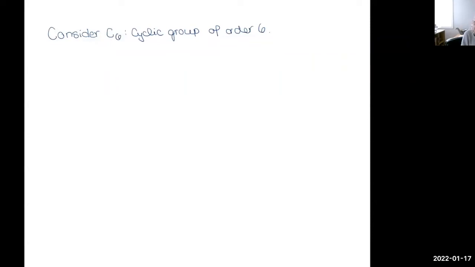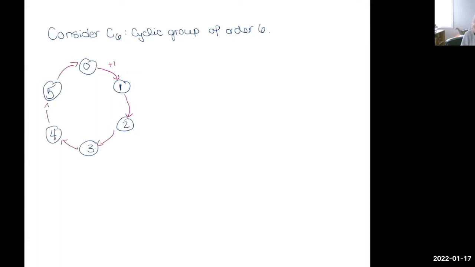So in this case, I'll take a generator 1 and an identity 0. So I'll visualize this as addition modulo 6, for example. So 0, 1, 2, 3, 4, 5, and then 6 will be equal to 0 modulo 6. Okay, and so my arrow is going to correspond to the action of adding 1.